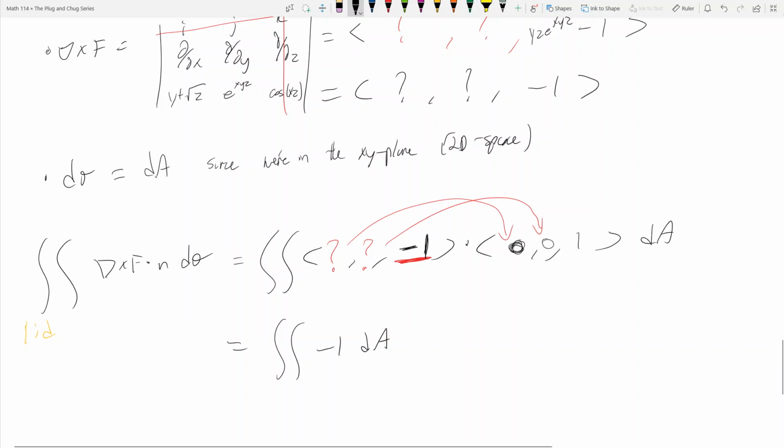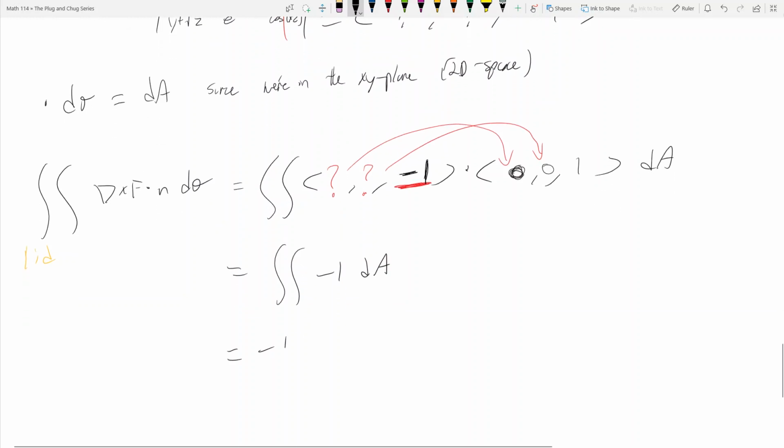Okay? And so that's actually equal to -1 times the double integral of dA. And so now let's consider, what is the double integral of dA? Well, from chapter 15.4 or 15.3 or whatever, we're just trying to find the area of a region, the double integral of dA. Well, we know the area of a region, right?